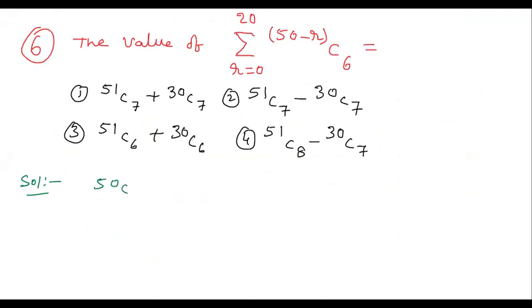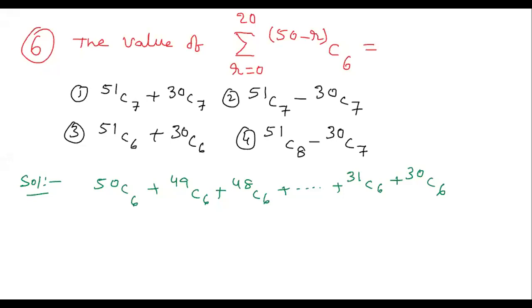50 C6, 49 C6, 48 C6, and so on. Go to that. I am going to substitute 19. So what do we get? 31 C6. If we substitute 20, we get 30 C6. Okay. Now how to do this? By observing the options.